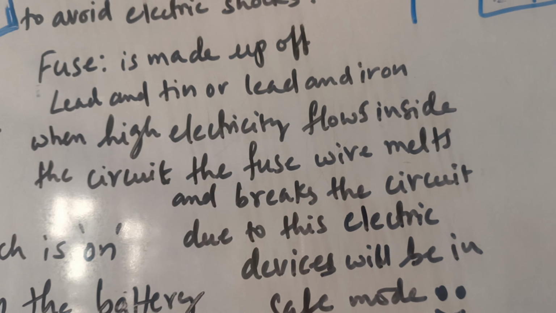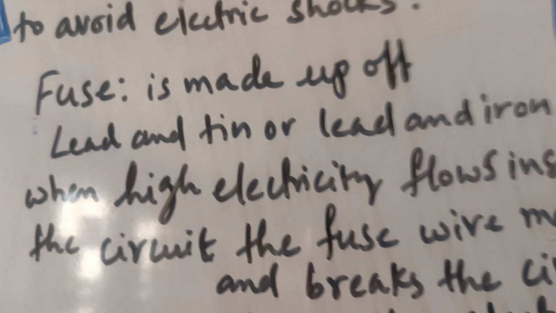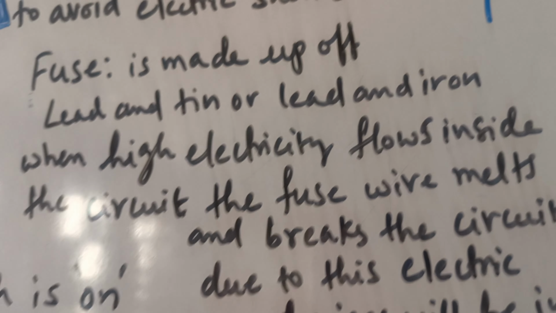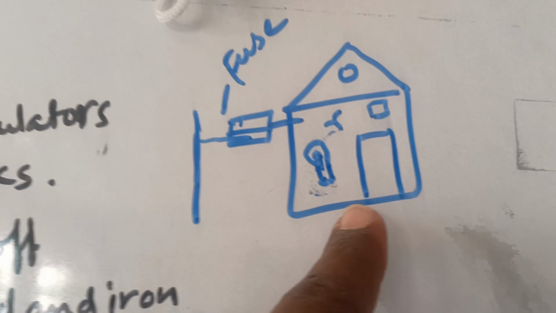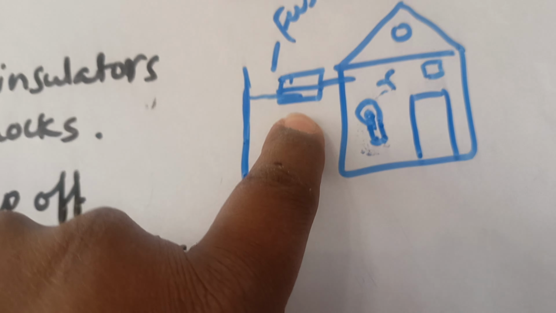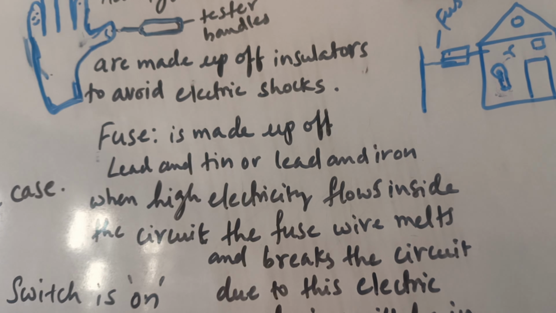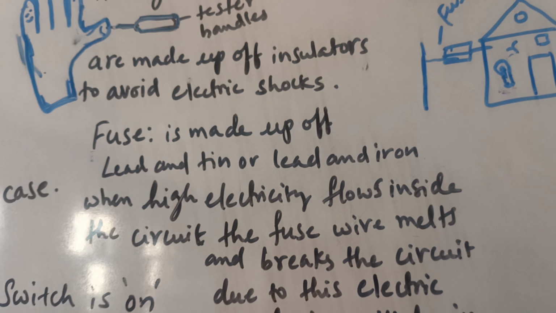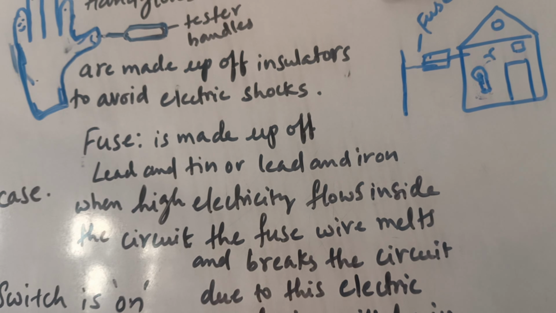Today we will learn about the 6th class fuse. A fuse is made up of lead and tin. When high electricity flows from the pole to our house, we connect a fuse in between. We can remember it as Lati wala baba: L for lead, T for tin. The fuse is made up of lead and tin.